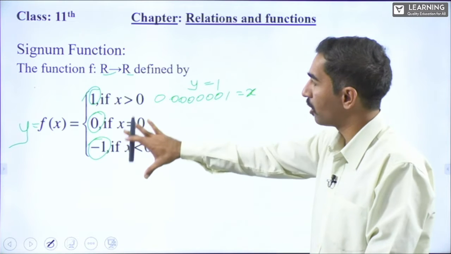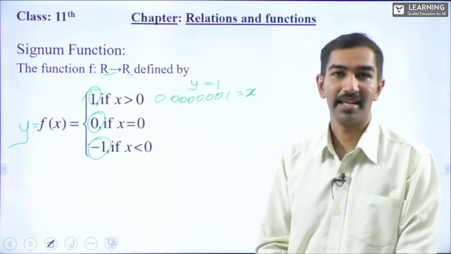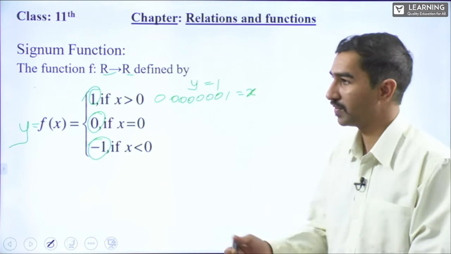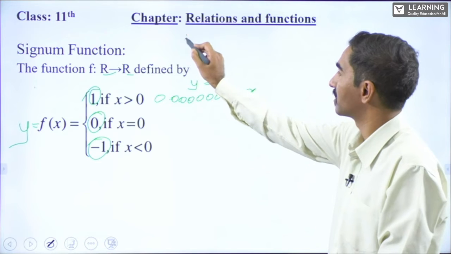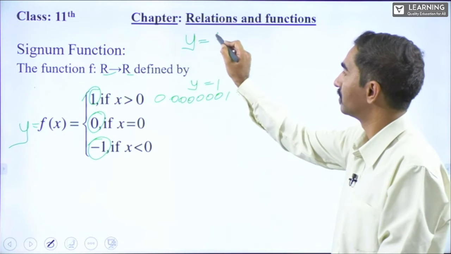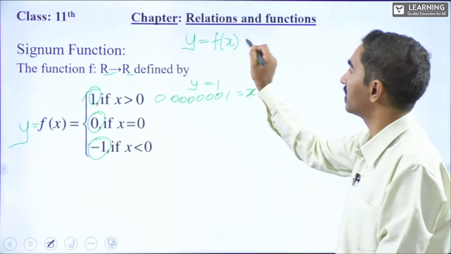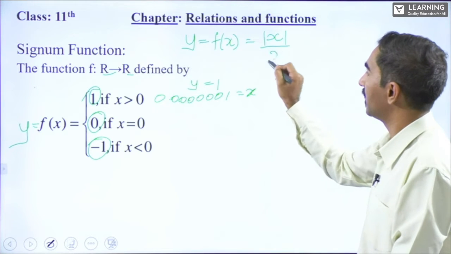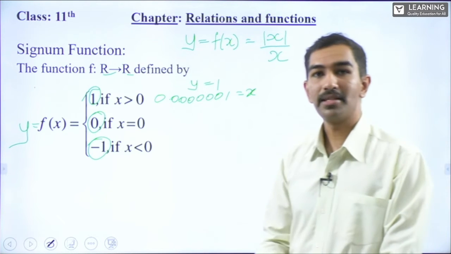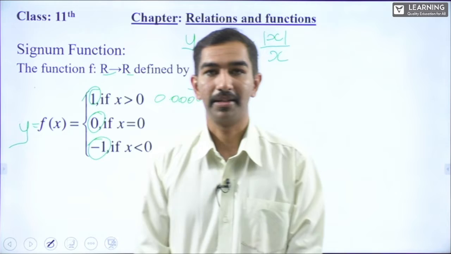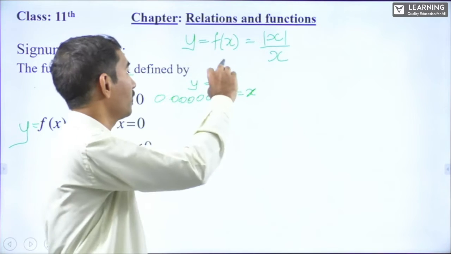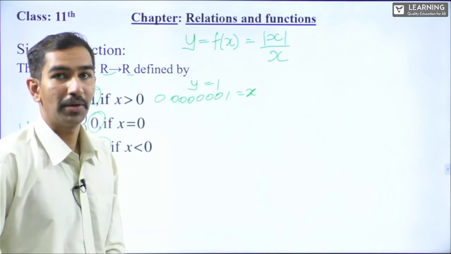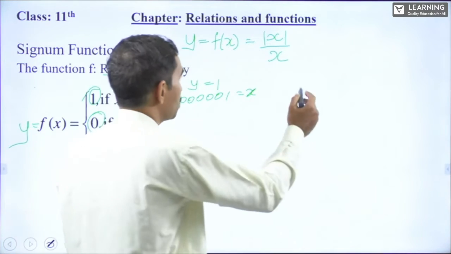So to remember or understand this function even more efficiently and effectively, remember it like this, students. Y is equal to f of x equals mod x by x. This is how you can remember Signum function. Now see this. y is equal to f of x is equal to mod x by x. Okay, so 3 cases we'll take here.